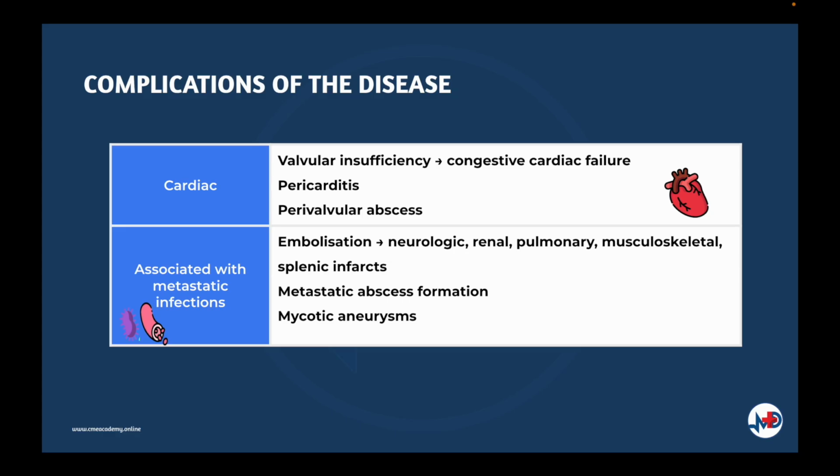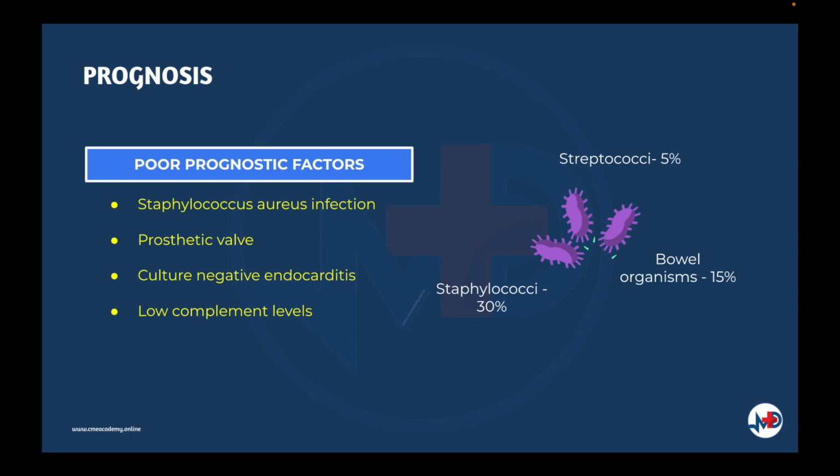Next are complications associated with metastatic infections. These include embolization, which can then lead to distant organ and tissue complications such as pulmonary, neurologic, renal, musculoskeletal, and splenic infarction, as well as infections which can then also lead to abscess formation. Poor prognostic factors include Staphylococcus aureus infection, prosthetic valves, especially early, acquired during surgery, culture negative endocarditis, and having low complement levels. Mortality of the condition depends on the organisms involved.